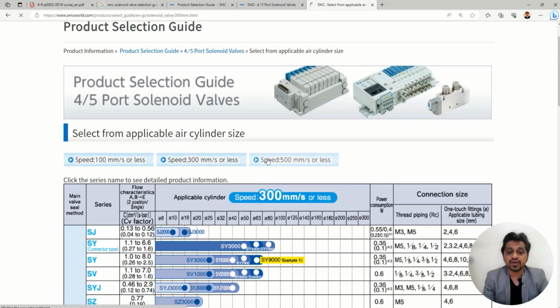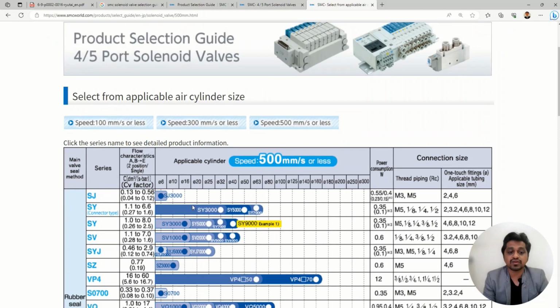Now let's say 500 mm per second. As soon as you select 500, now you can see the SJ series you can go up to a 6 mm bore size cylinder only. You cannot go for 20 mm bore size with the SJ series where the speed is 500 mm per second. So this is how it gives a summarized form and an easy selection. You can quickly select some series if you don't know which series you should go for.